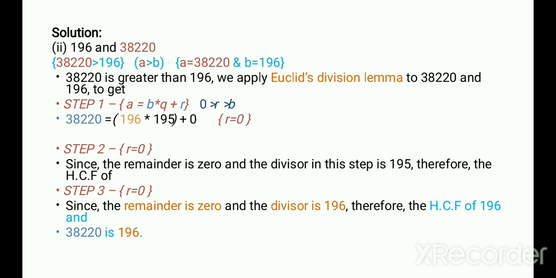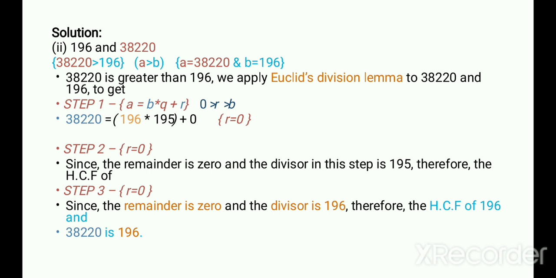Solution 2. It is very similar to the explanation of exercise 1.1, question 1. So this is question 2: 196 and 38220. 38220 is greater than 196, so my a is 38220 and my b is 196. So I will apply Euclid's division lemma. If I divide 38220 by 196, I get quotient 195 and remainder 0. In step 1 only I have achieved r = 0.